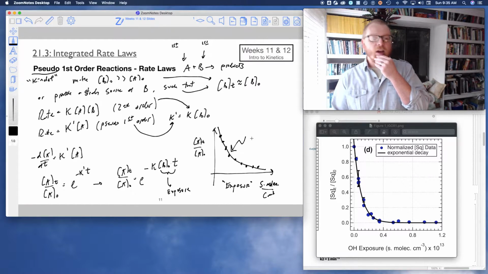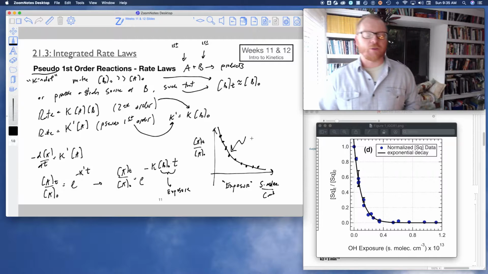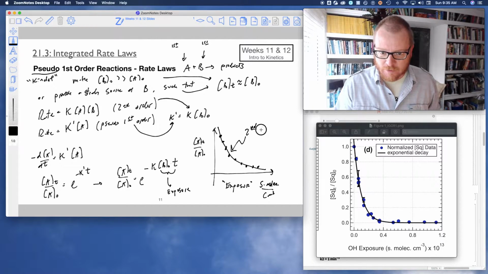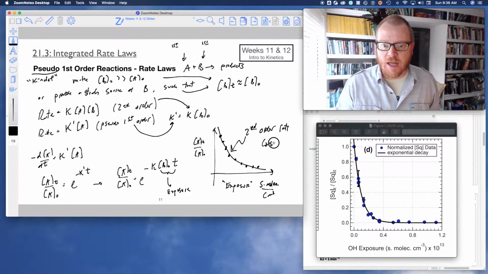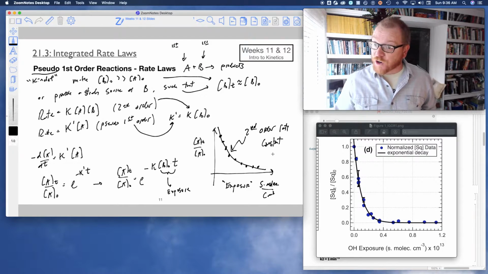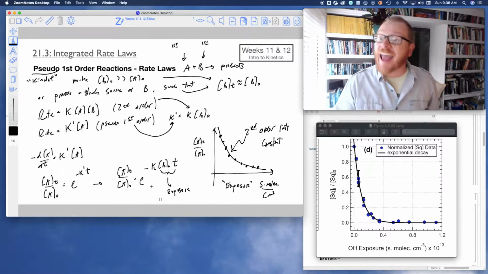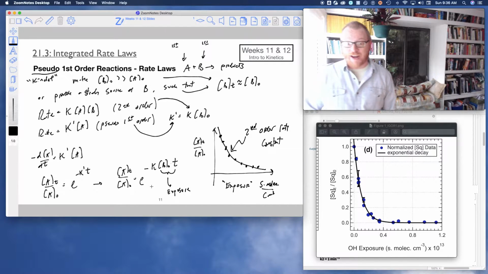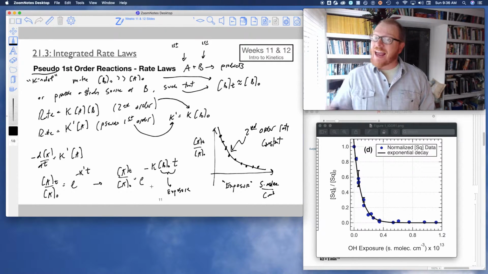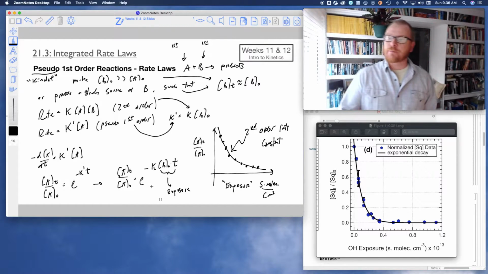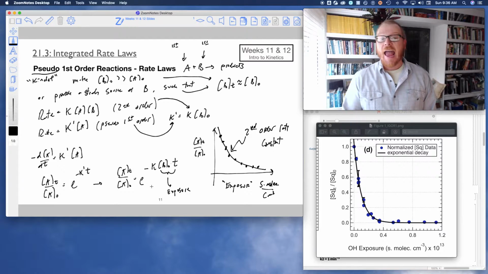Okay? No, excuse me. I'm sorry. I misspoke there. I get the second order rate constant, even though it's plotted as a first order. We remembered that K, not K prime, K is the true second order rate constant. So I can get the second order rate constant out of this by doing this in pseudo first order conditions and plotting it as concentration versus exposure.